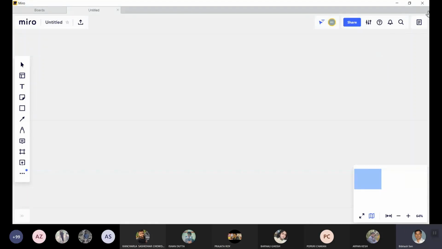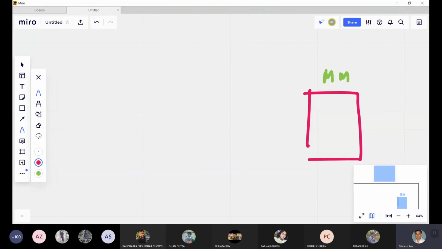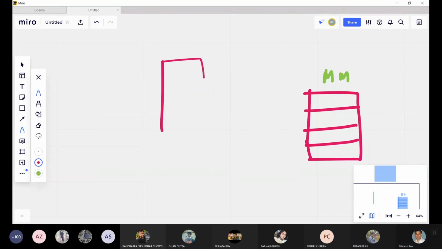I am telling that here is the main memory, suppose. This is our main memory. So in main memory, this is present. Is it clearly visible? Yes, sir. And this is the cache memory.